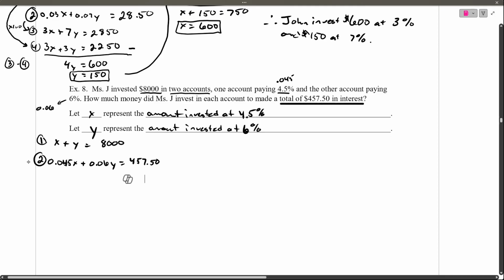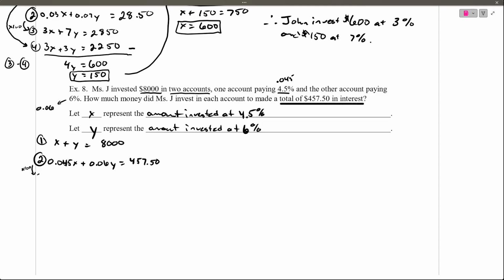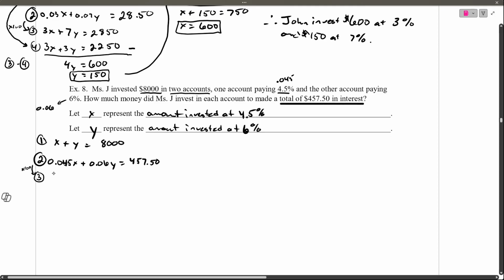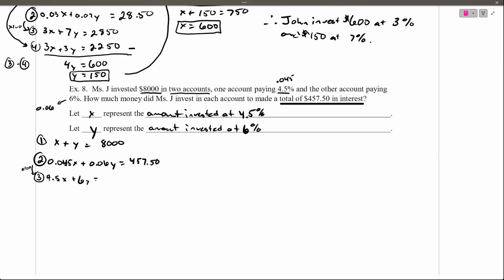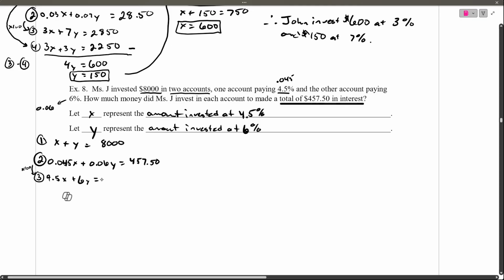So let's do that first. First up, we're going to multiply this one by 100. So this is going to be equation 3. So 0.045 times 100, that means the decimal place moves twice. So we have 4.5x plus, move the decimal place twice, we get 6y is equal to, decimal place gets moved twice again, 45,750. Well, that's a big one.